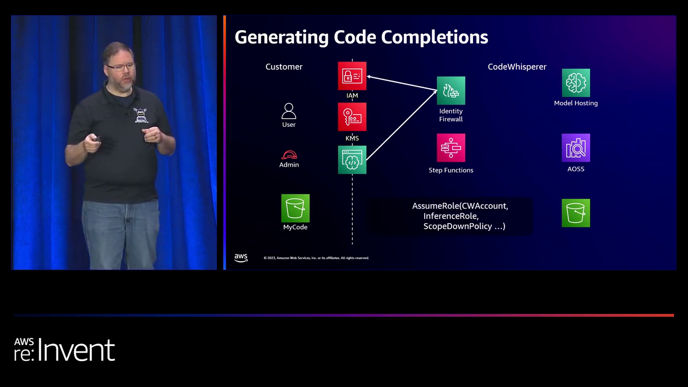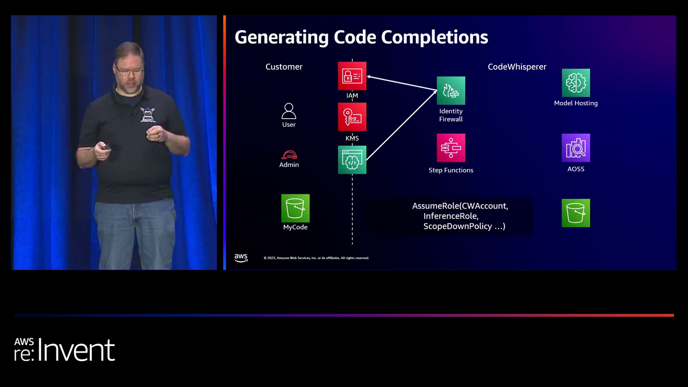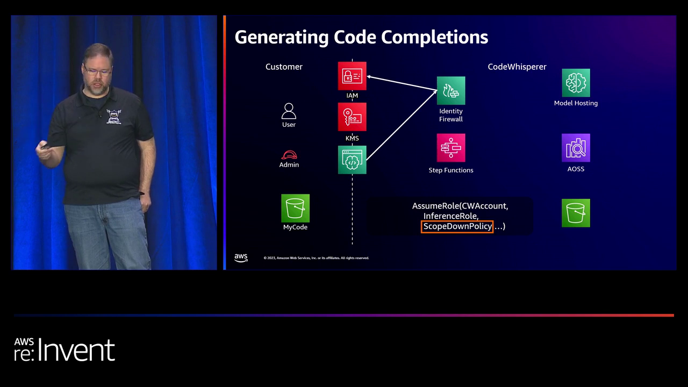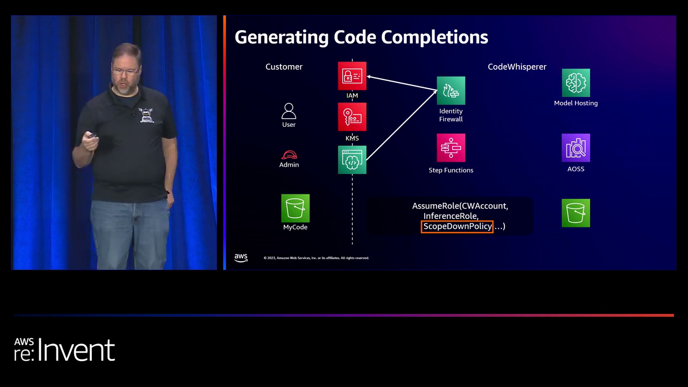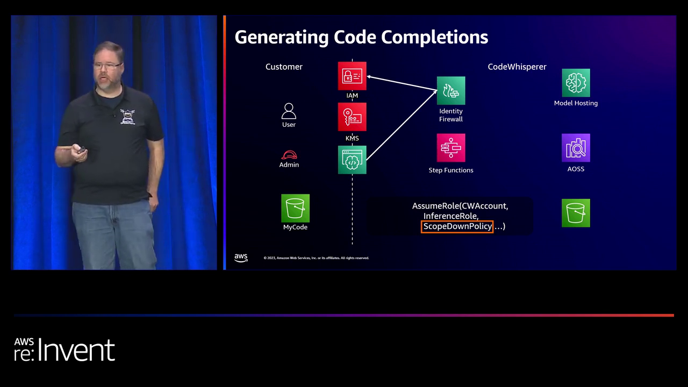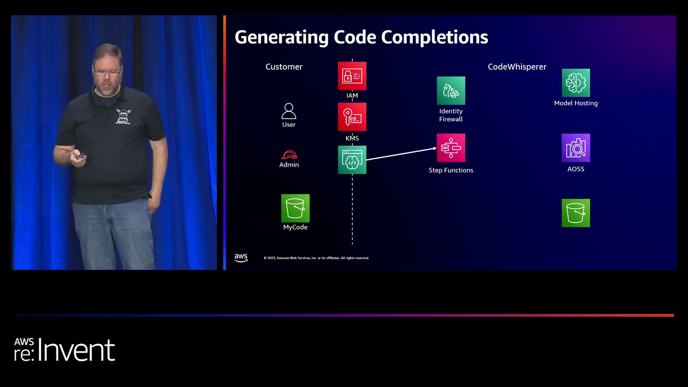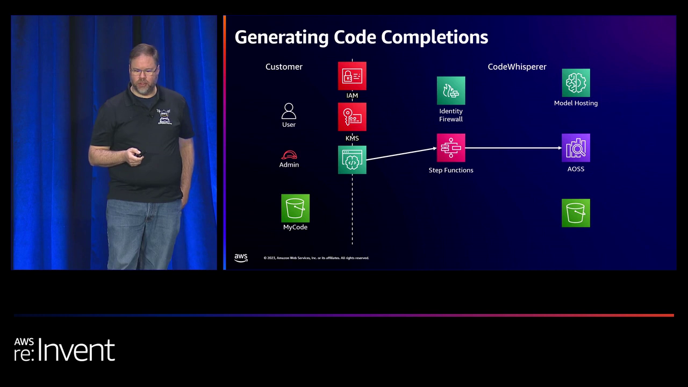But now we know the identity of the customization that the customer is going to access. So again, we assume a role. We pass in a scope-down policy that limits us to just this one collection, this one customization, just like the last couple of times. Again, we've very narrowly scoped our access here. And so now we can invoke the inference workflow.